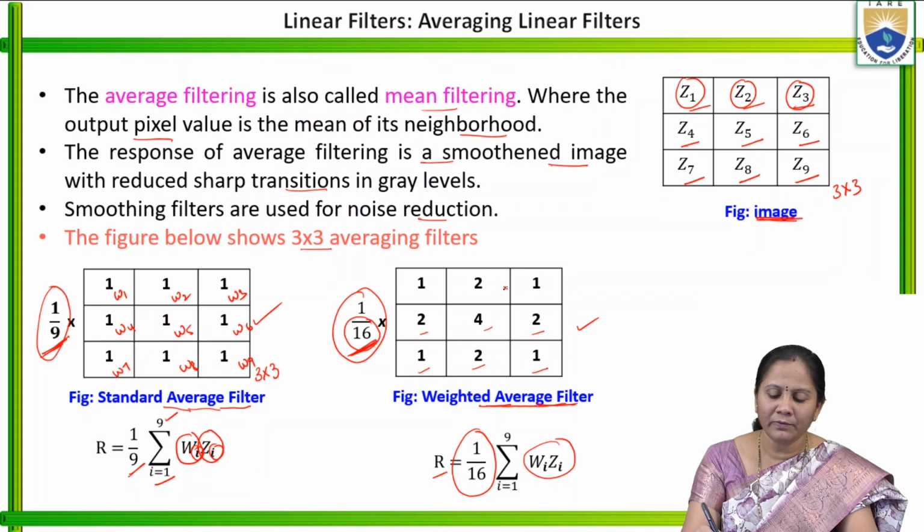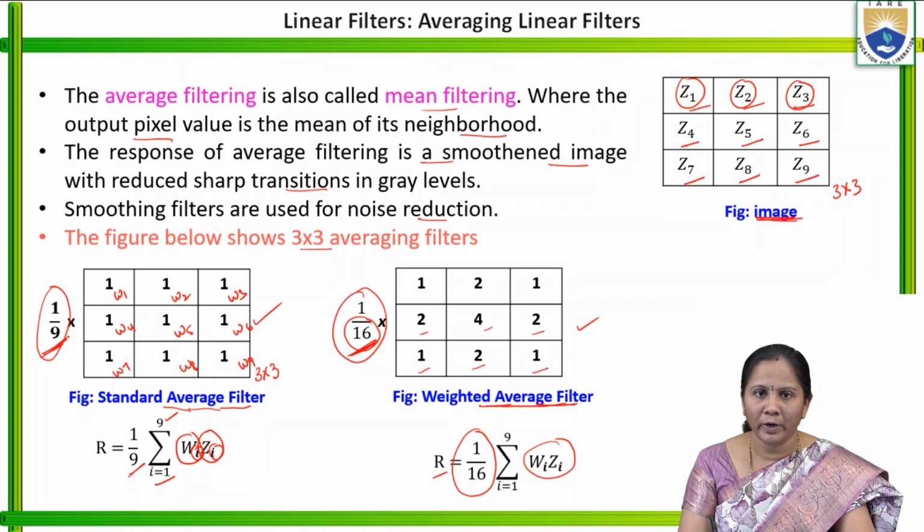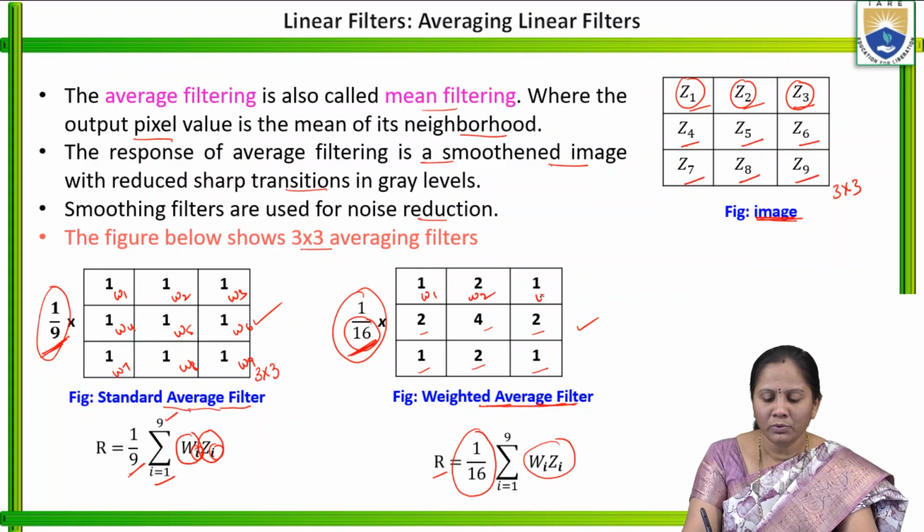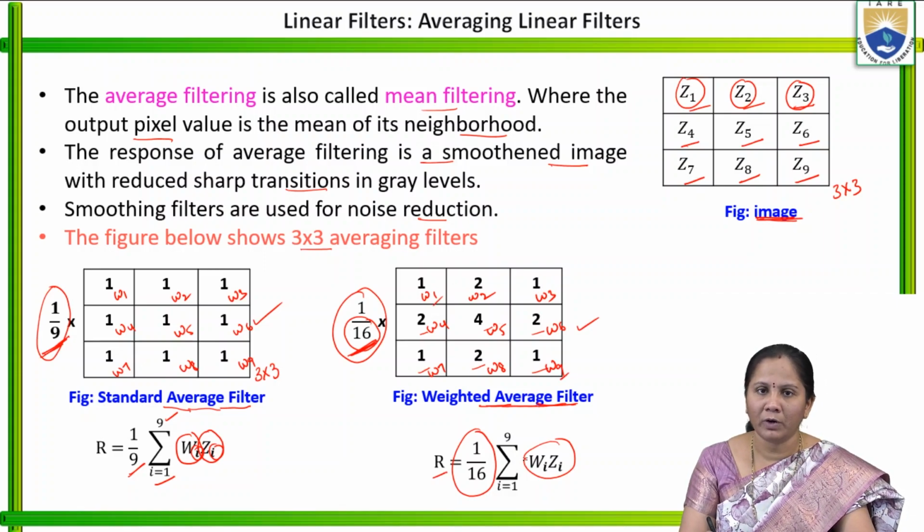If we consider here weighted average filter, each coefficient is having its own weight, different weights. So Wi represents weights here. So i will be ranging from W1, W2, W3, W4, W5, W6, 7, 8, 9. So it is from 1 to 9. The i value is ranging from 1 to 9.